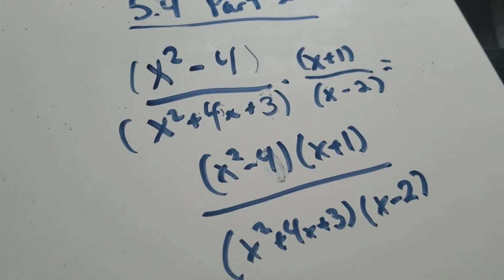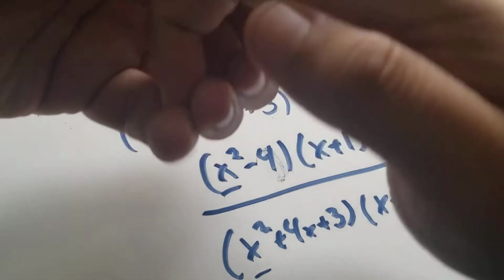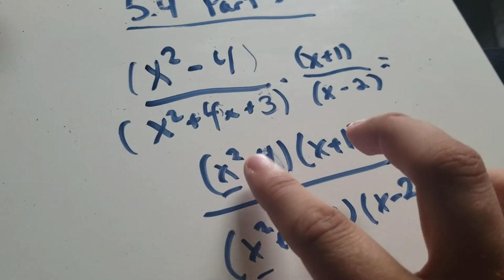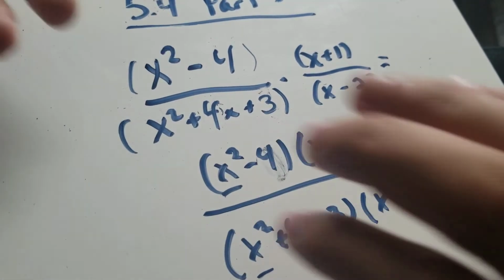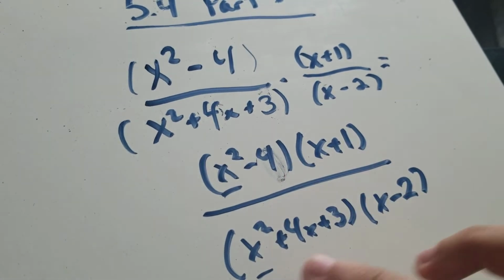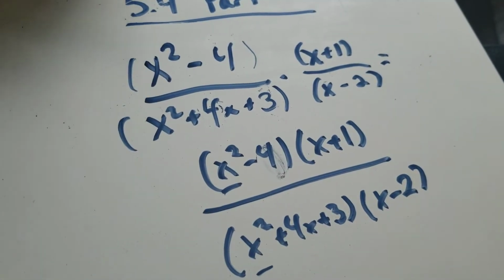Okay. Now, some of you guys are going to say, well, Mr. Toba, I see x squared here and an x squared here. Can I reduce that? No. Remember, these things are locked in together because they have the plus signs here, and this has a minus sign here. So this x squared is locked in with the 4, and this x squared is locked in with the 4x plus 3. So you can't do that.